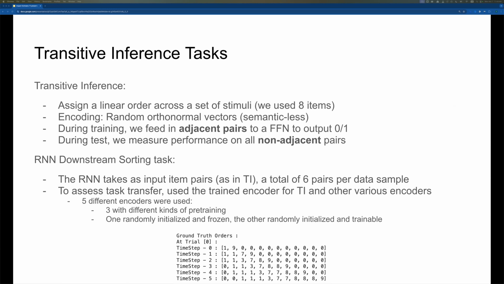To assess task transfer, we want to use the trained encoder that was used for TI. We also used various other encoders for comparison. In total, we use 5 different ones. 3 of them have different kinds of pre-training, which I'll discuss in the next slide. And 2 of them were randomly initialized. One of them had weights that were kept frozen, and the other one was trainable.